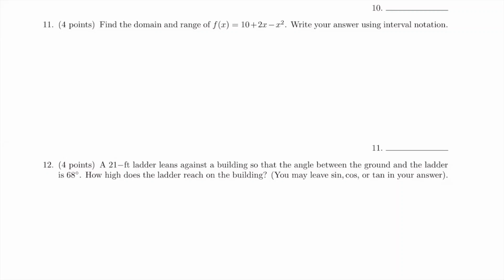For 11, we're going to find the domain and range of this function. Now, if you look at this, this is a degree 2 polynomial, which means that the domain is going to be all real numbers. So the domain of this function is negative infinity to infinity. Now, what about the range? Well, if you were to draw this polynomial to have an idea of what the range is, it's a parabola facing downward because of the negative x squared term. So it's going to look something like this, roughly sketched.